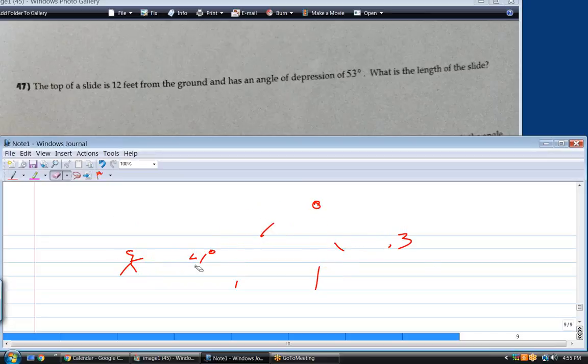So to draw the picture here, the top of a slide, well, there's the slide, is 12 feet from the ground and has an angle of depression of 53 degrees. What is the length of the slide? Tell me how to draw the rest of this picture.